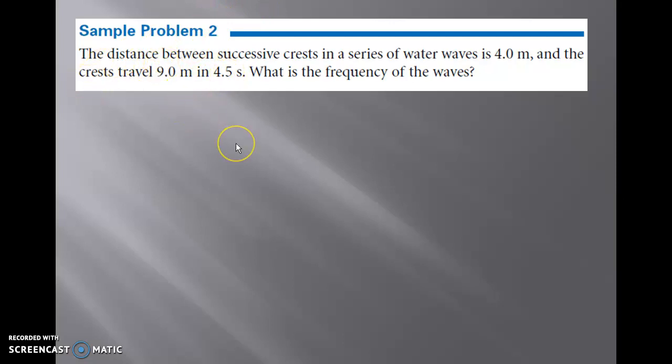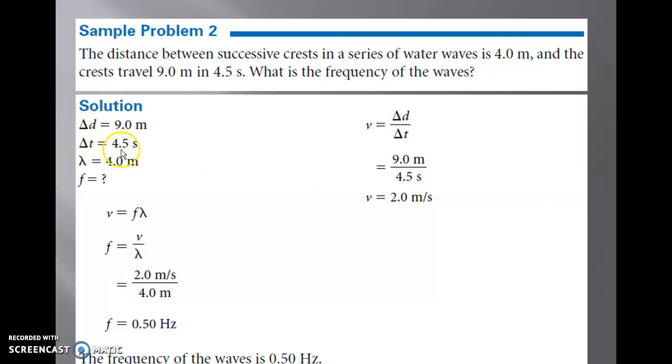So, if we list out the parameters, 9 meters here is the distance, just the common distance traveled by the wave. 4.5 seconds is just the time taken by that wave to cover these 9 meters. This 4.0 here, the distance between the successive crests, is the wavelength, lambda. And we are looking for the frequency. So, listing out the parameters: distance 9 meters, time 4.5 seconds, wavelength, distance between the successive crests, 4.0 meters, frequency is unknown.